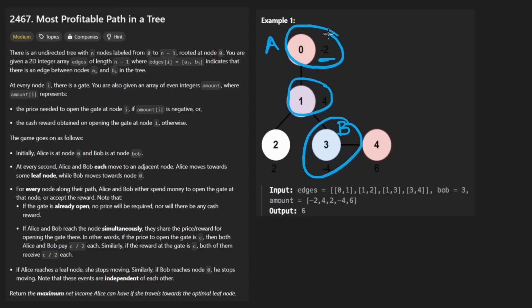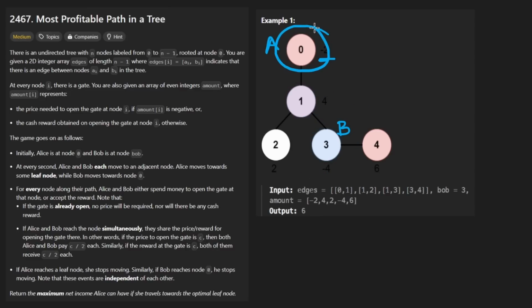And Bob is going to do the same thing. He's going to take the profit or income of every single node. We don't really need to keep track of how much Bob collects because we're not going to return that. We don't really care about that. But it's going to be important which nodes Bob visits. It's going to be important to know which nodes Bob does collect from because in this problem, they say this.